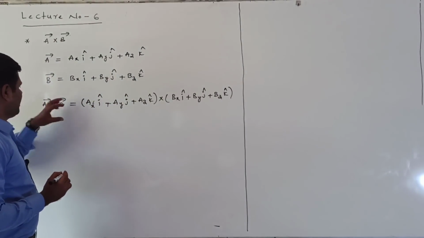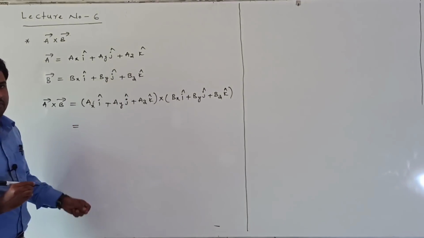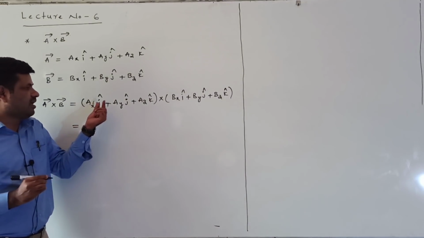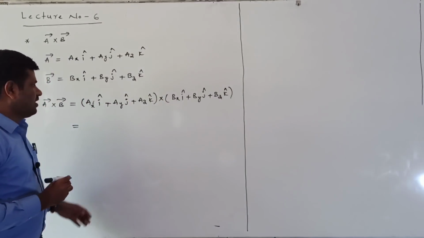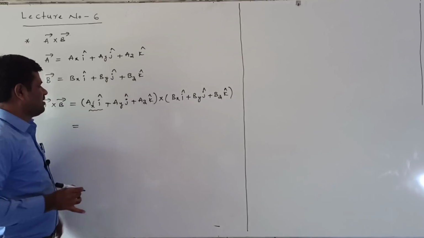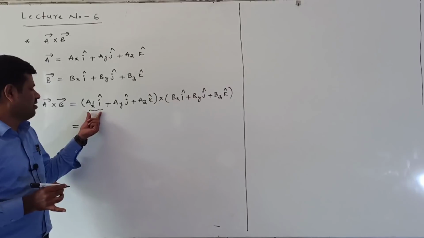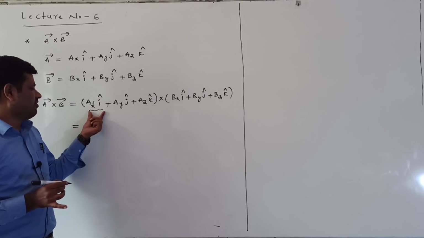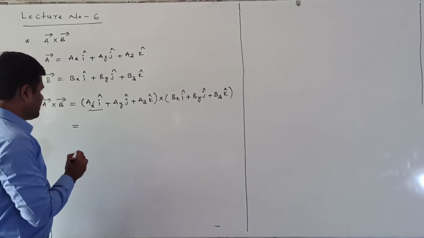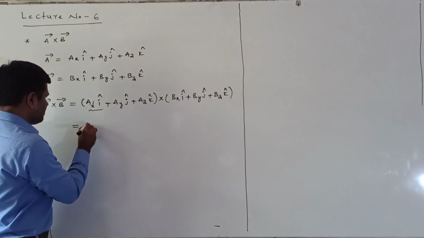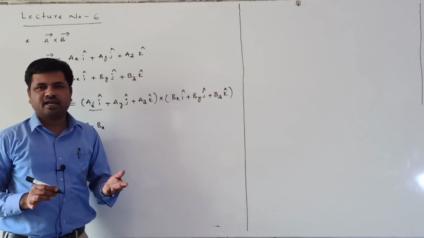Now I want to find A bar cross B bar. How to find it here? Listen. First of all, I take the ax term and multiply it with all the terms. That is, I take one term in the A bar vector and multiply it with the total terms in the B bar vector. Now here this is ax bx, ax into bx. Directly we are writing ax into bx.